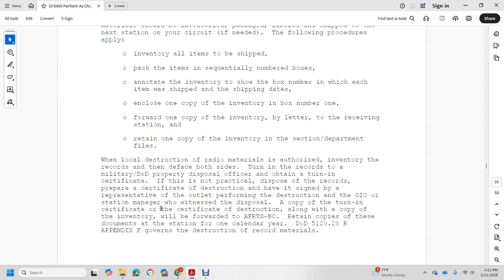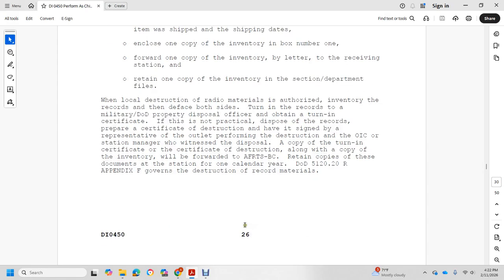A copy of the turn-in certificate of destruction, along with a copy of the inventory, will be forwarded to the Armed Forces Radio Television Services. Retain copies of the documentation for 1 calendar year. Department of Defense 51-2020R, Appendix F, governs the destruction of record materials.